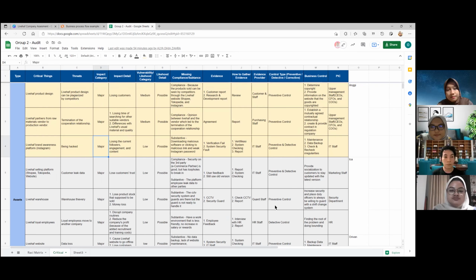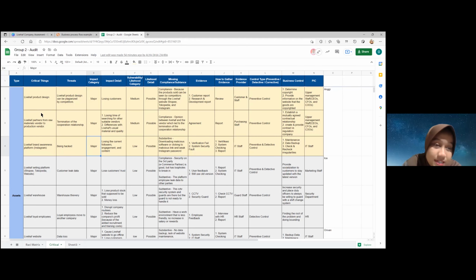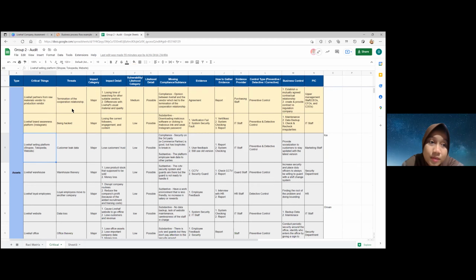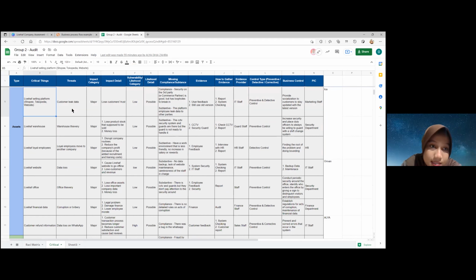Okay, so for the next, it is still the same type of asset. The critical thing is the Livehaf selling platform like Shopee, Tokopedia, or website, because the data taken from the customer can be misused by a third party. The threat is customer data leak, and the impact category is major. The impact detail is that Livehaf can lose customer trust. The vulnerability or likelihood category is low, the likelihood detail is possible, and the missing component is compliance, also substantive.